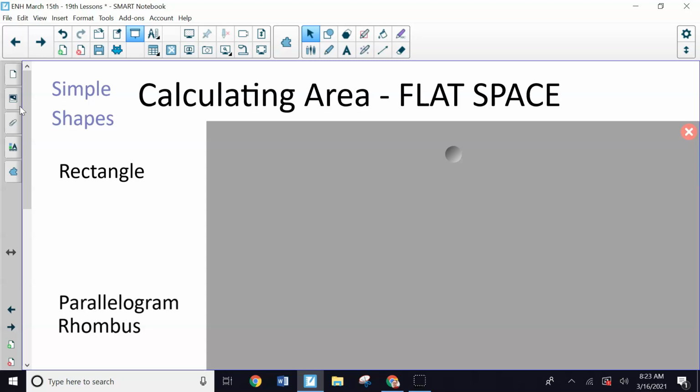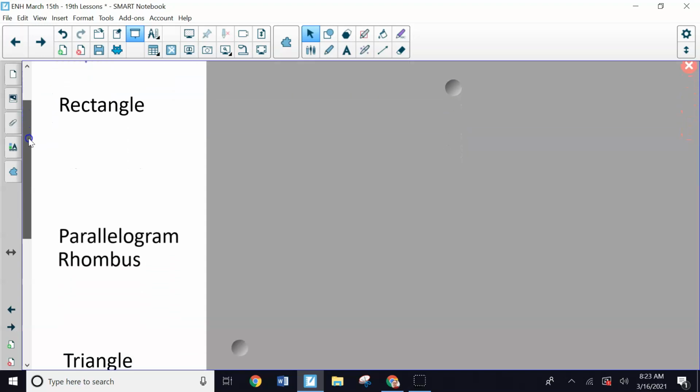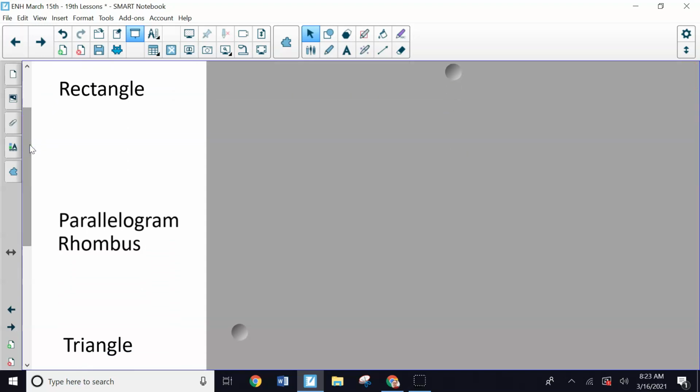So pause this video for a second and then write out the title right here, and then these three shapes: rectangle, parallelogram, rhombus, and triangle right there. Okay, pause here and go.